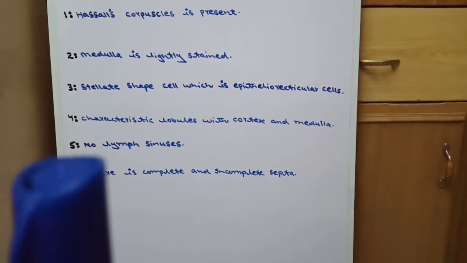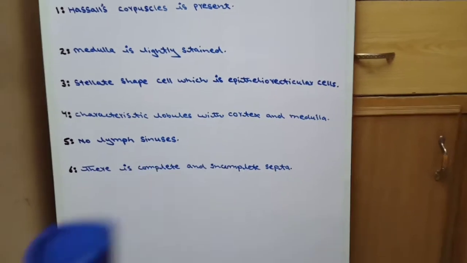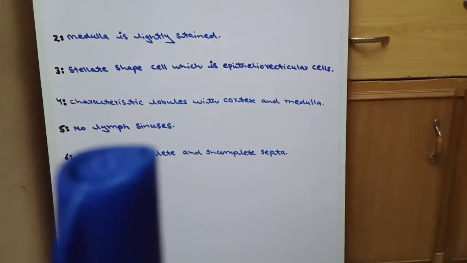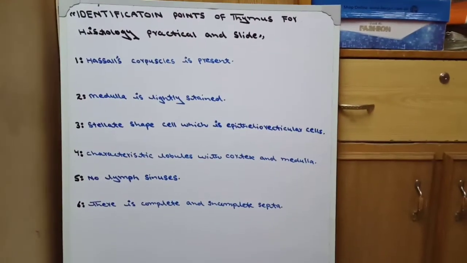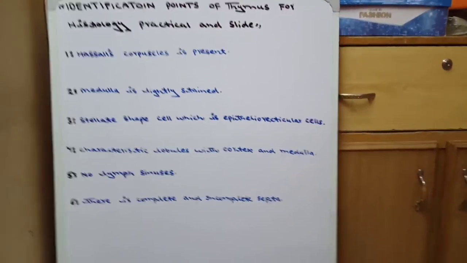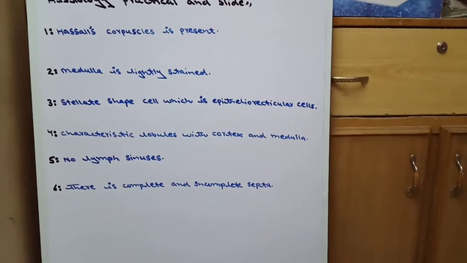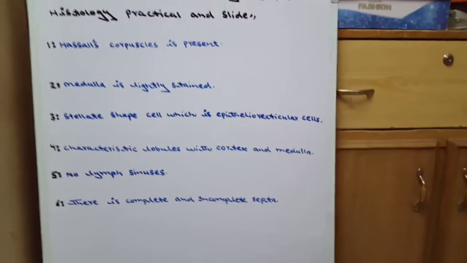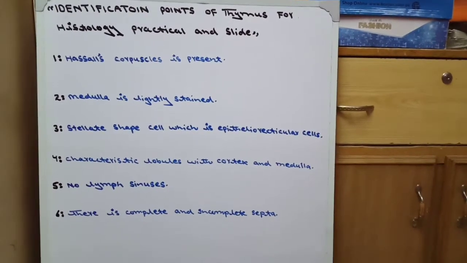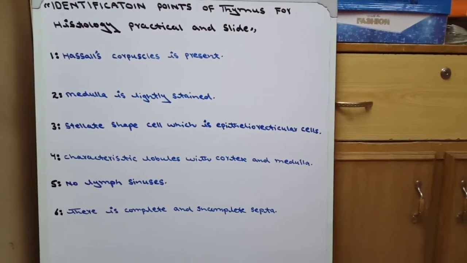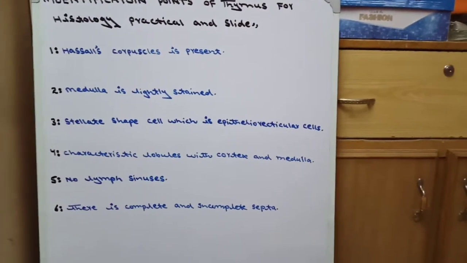Number 5, no lymph sinuses. And number 6, there are complete and incomplete septa. These complete and incomplete septa make lobes and lobules. These are the 6 identification points of thymus for histology practical and slide.